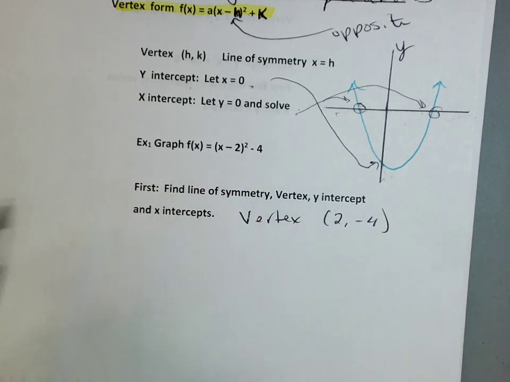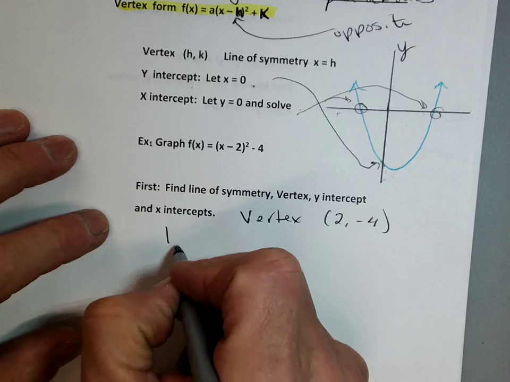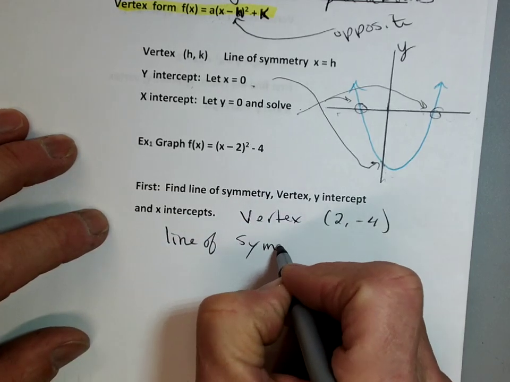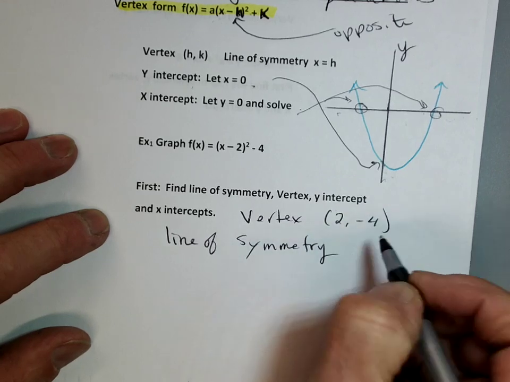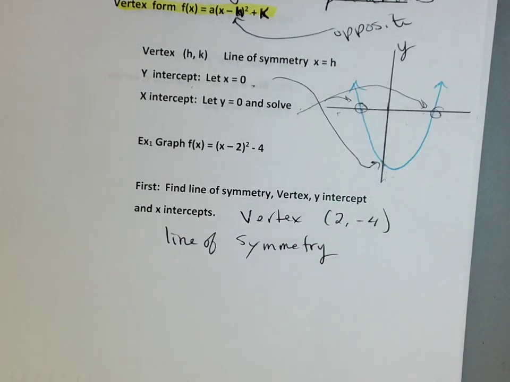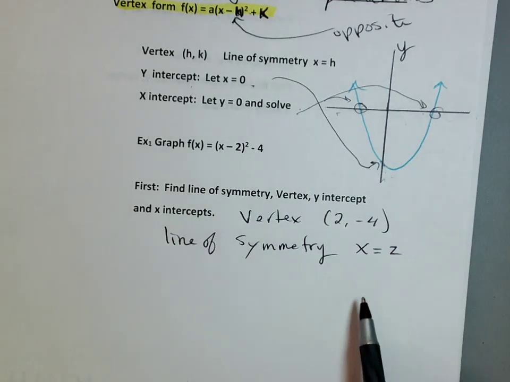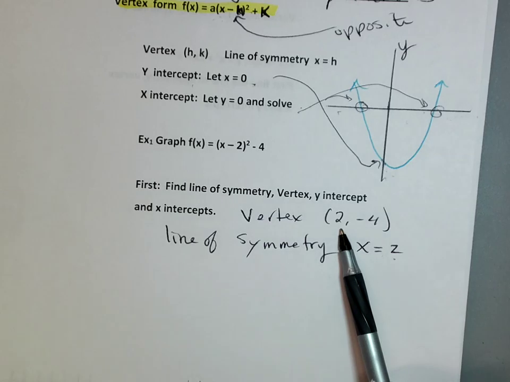Then the line of symmetry has to go through the vertex. I mean, the line of symmetry cuts it right down the middle. It's a line, so it has to have an equation. It's a vertical line, so it's an x equals equation. So the line of symmetry is simply x equals 2. The line of symmetry is always going to be an x equals equation because it's a vertical line, and it always has to go through the vertex, so it's x equals whatever the corresponding x value is.